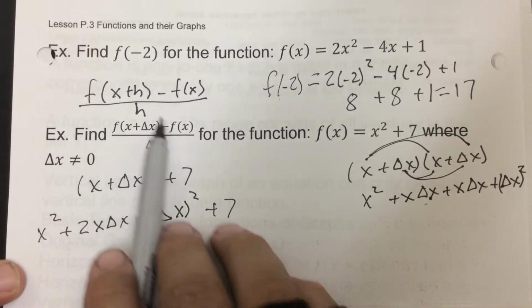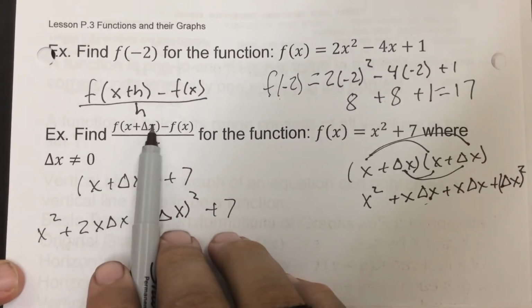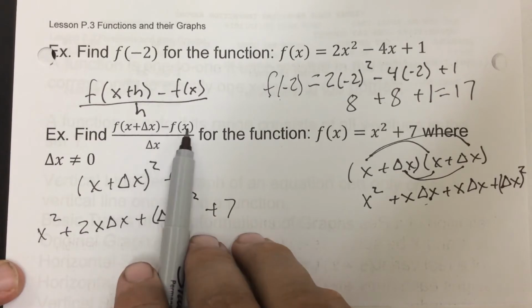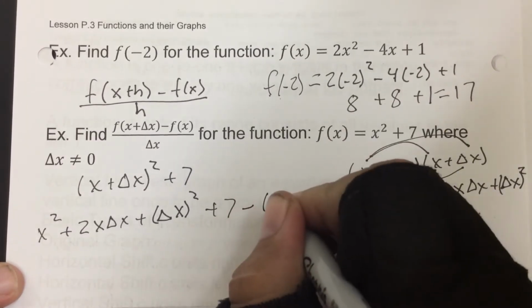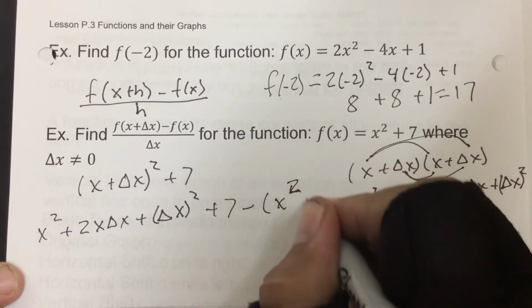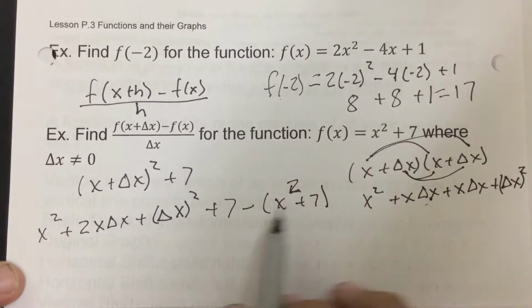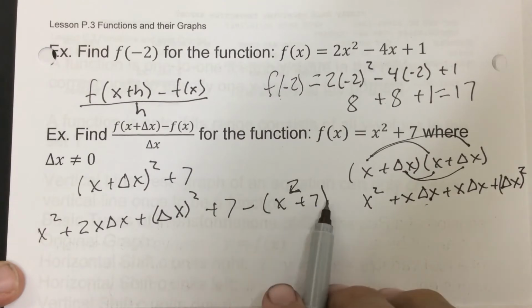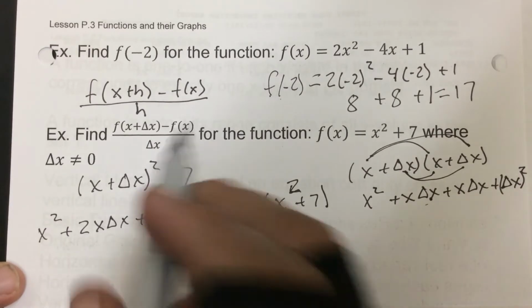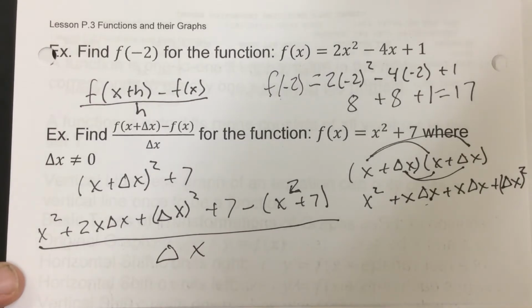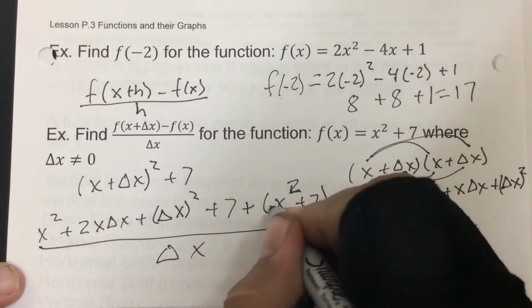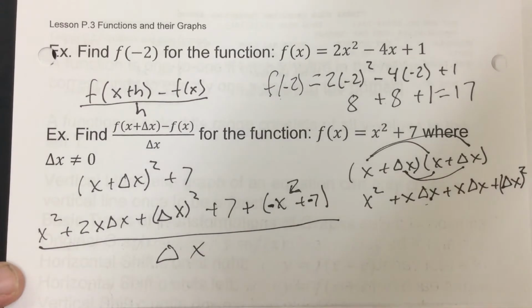So that's this first part, this f of x plus change of x. The next part is they want us to subtract the original function. So if this is our original function, we're going to subtract out the x squared plus 7. Now I'm going to put the whole thing in parentheses because the whole thing is getting subtracted, so we got to distribute this negative. And that's all over the change of x. So if we do distribute this negative, that would make this negative, that would make this negative.